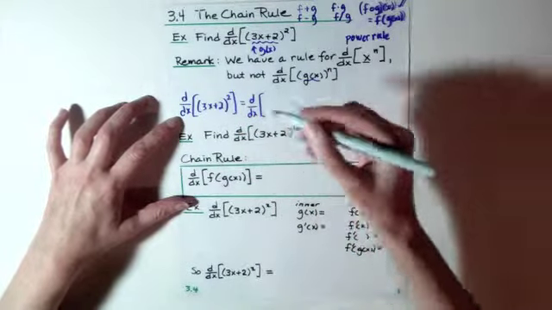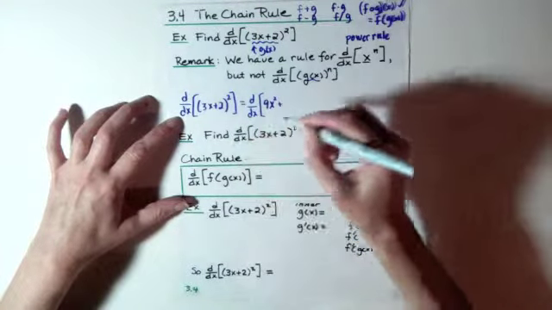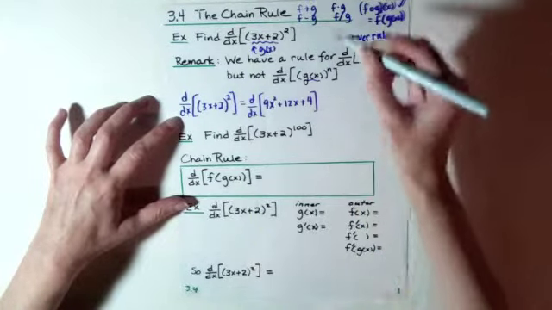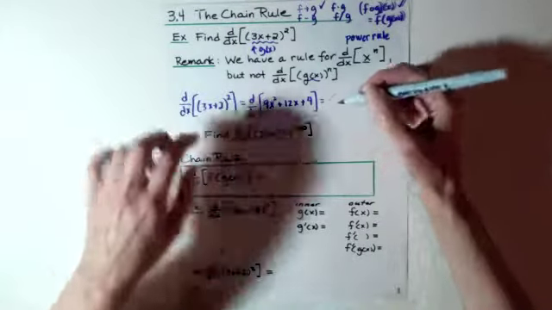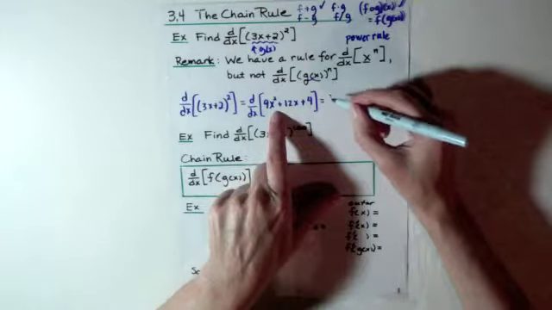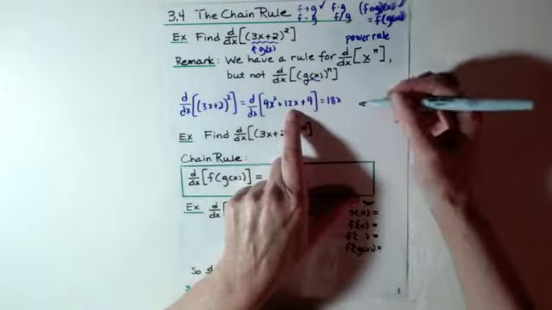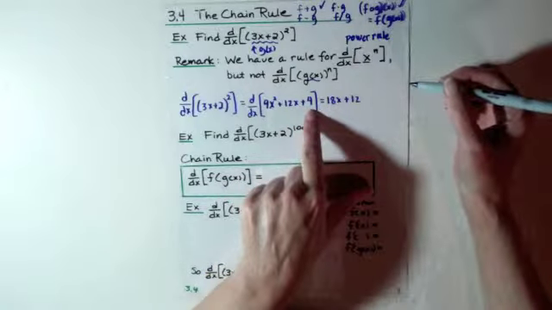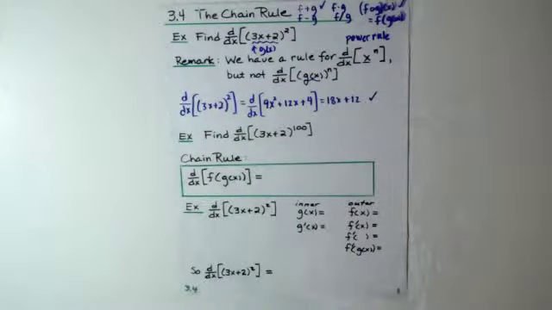I have to FOIL it out, and I would end up with 9x squared plus 12x plus 4. And then I get to use the sum rule and take the derivative term by term. So now I can go ahead and say, okay, well, that's going to be 9 times the derivative of x squared. That would be 9 times 2x, or 18x, plus the derivative of 12x would just be 12, and the derivative of a constant such as 4 is just 0. So I found the derivative, not a problem.